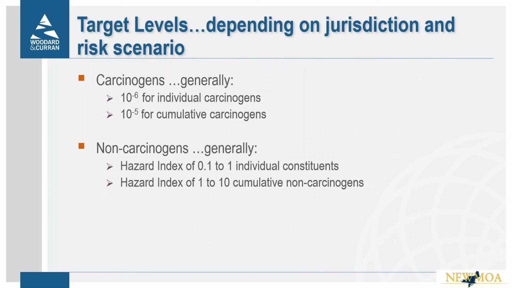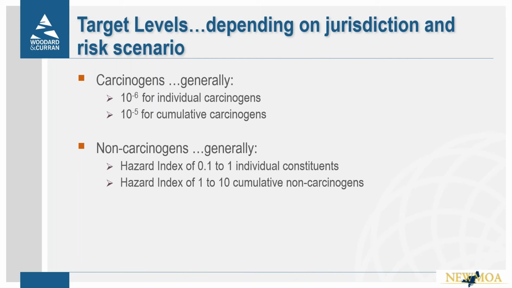And so again, end user. Right? So carcinogens, you're generally looking at 10 to the minus 6 for individual carcinogens, and depending on your jurisdiction and your risk scenario, in your future use, you may be looking at individual carcinogens of 10 to the minus 6, and if you have a number of them, not exceeding 10 to the minus 5 for them all summed up together.